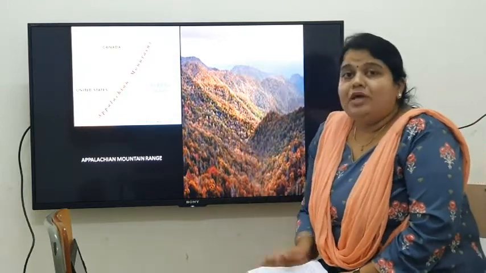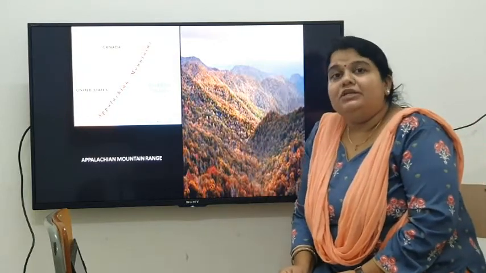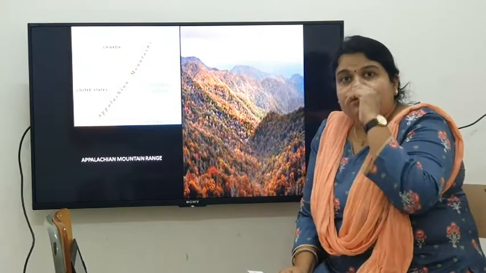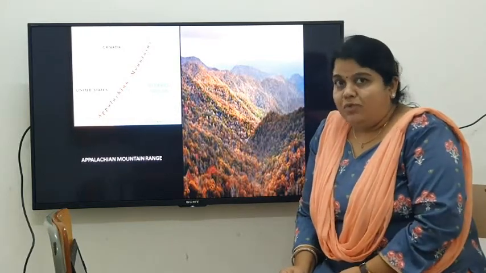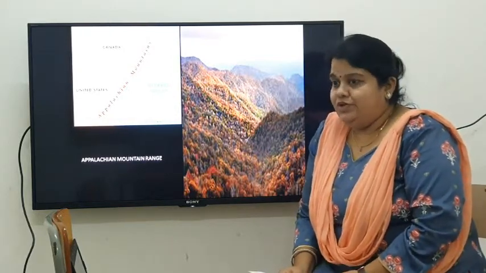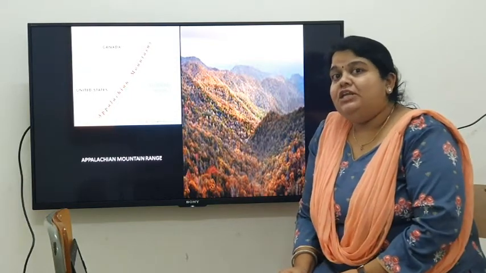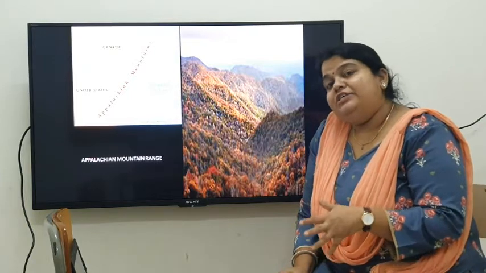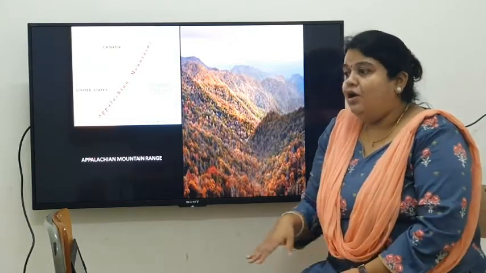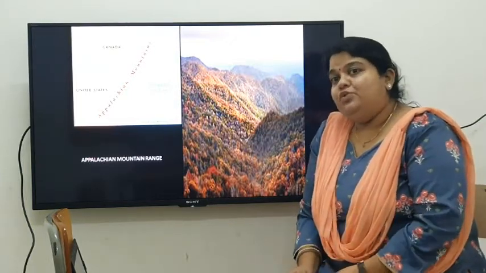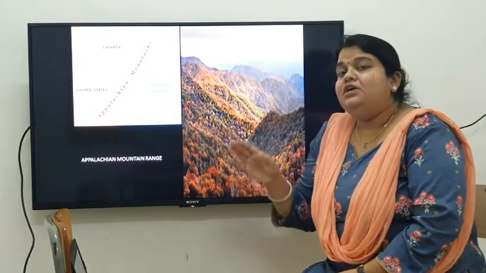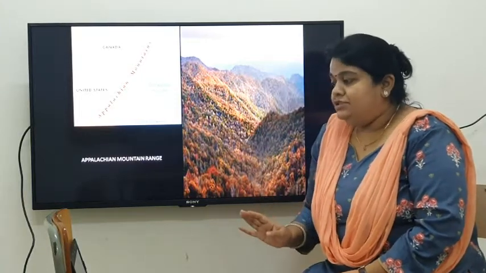Now, when we are talking about the Appalachian Mountain Range, it is basically an example of an old-fold mountain range. They are also known as residual mountain ranges, mainly because these are the result of glacial erosion. So once upon a time, these were young-fold mountains, but now, over a period due to glacial erosion, these are the rounded peaks which form the whole mountain range.